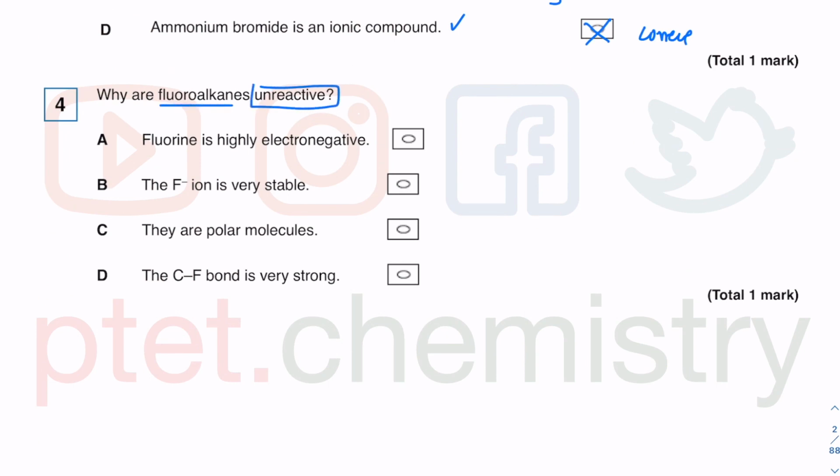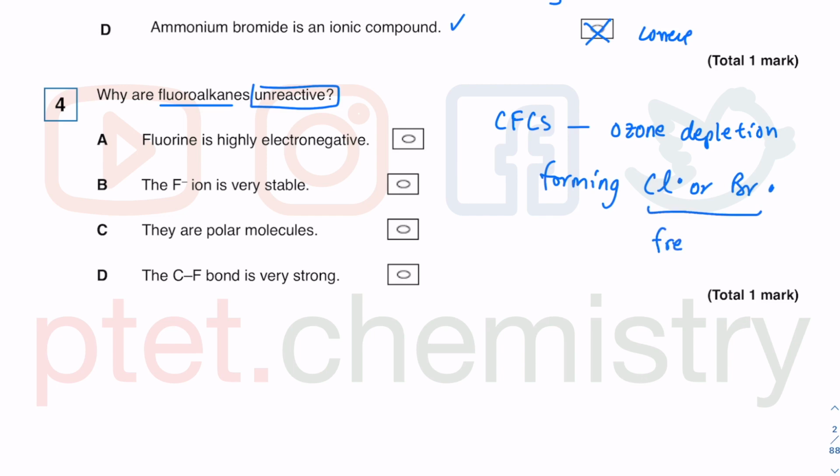So we look at things like CFCs, which cause ozone depletion, and the reason is the formation of free radicals. So chlorine or bromine radicals. Free radicals are species with unpaired electrons. How do you form them? You form them by homolytic fission, when you split the covalent bond equally, such that one electron in the covalent bond goes to each of the atoms. Here you are having chlorine radical, bromine radical.